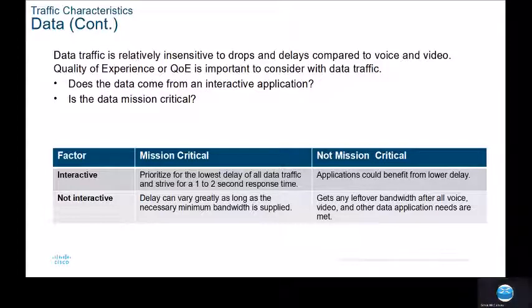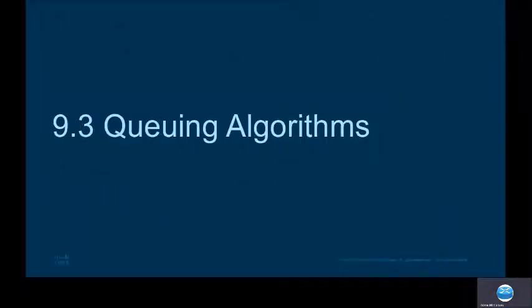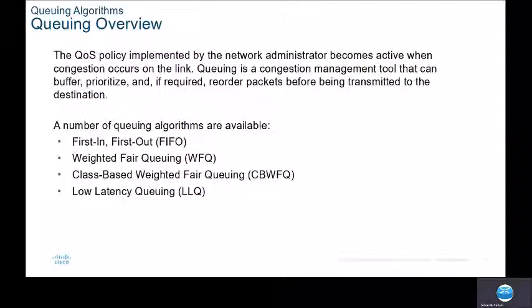Delay can vary greatly as long as the necessary minimum bandwidth is supplied. Not mission critical: while things are better with less delay, of course, it gets any leftover bandwidth after voice and video and other data application needs are met. So yeah, data transfer is certainly flexible. All right, queuing algorithms. So the QoS policy implemented by the network administrator becomes active when congestion occurs on the link. Queuing is a congestion management tool that can buffer, prioritize, and if required, reorder packets before being transmitted to the destination.